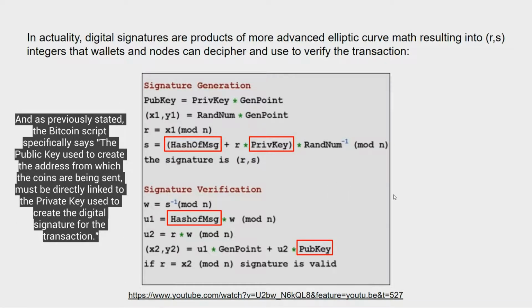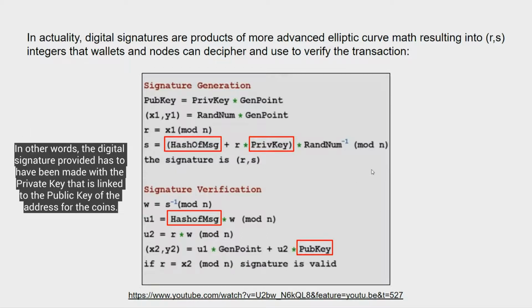And as I said in the previous slides, the Bitcoin script specifically says that the public key used to create the address from which the coins are being sent must be directly linked to the same private key used to create the digital signature for that transaction in order for the funds to be released. In other words, the digital signature provided has to have been made with the private key that is linked to the public key of the address for the coins.